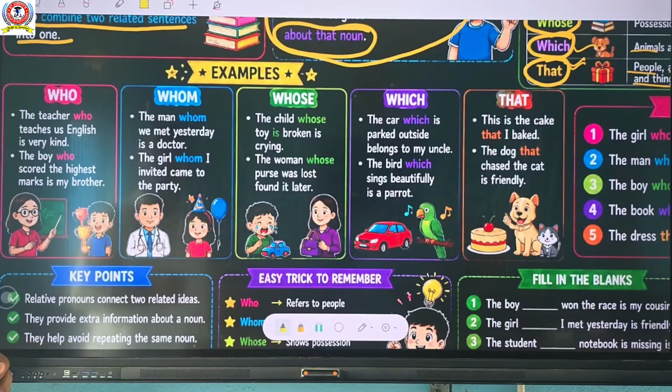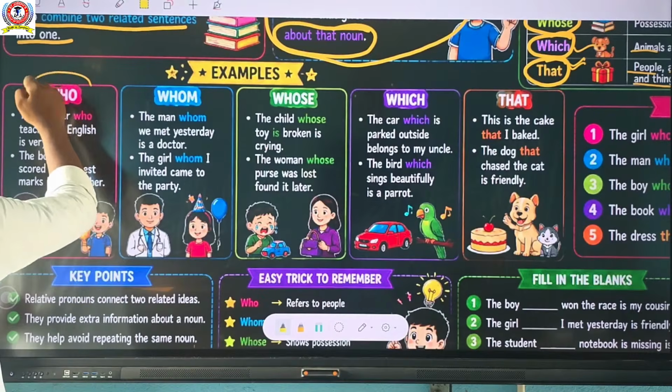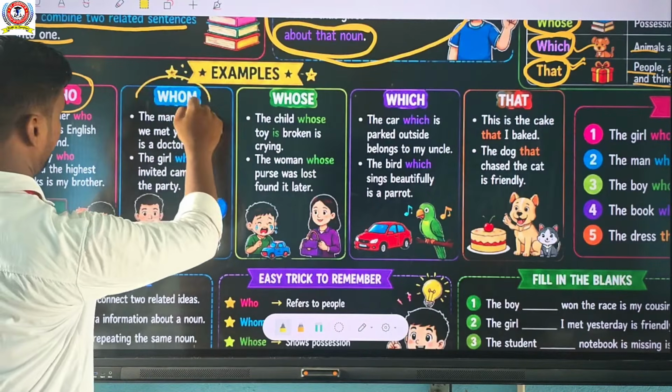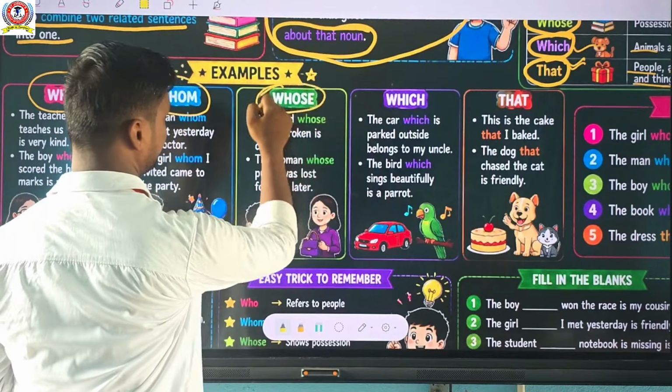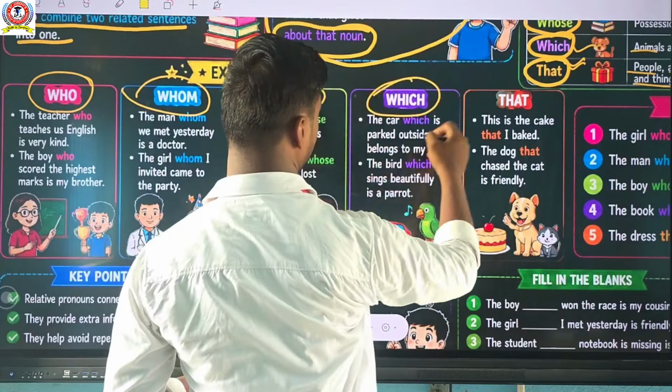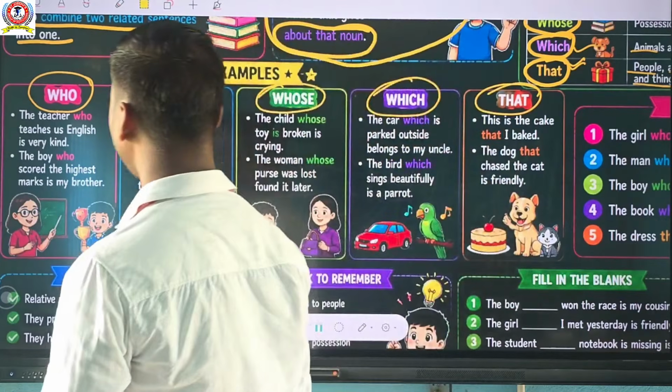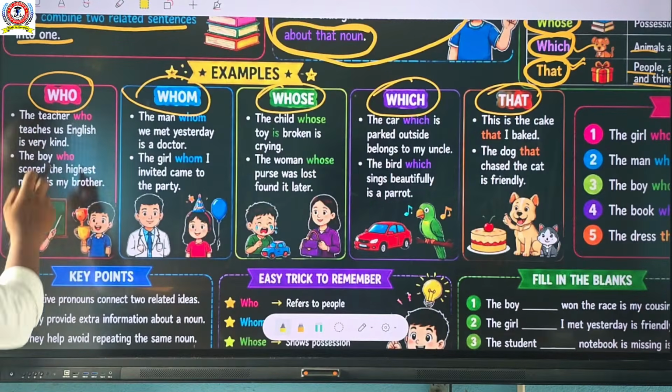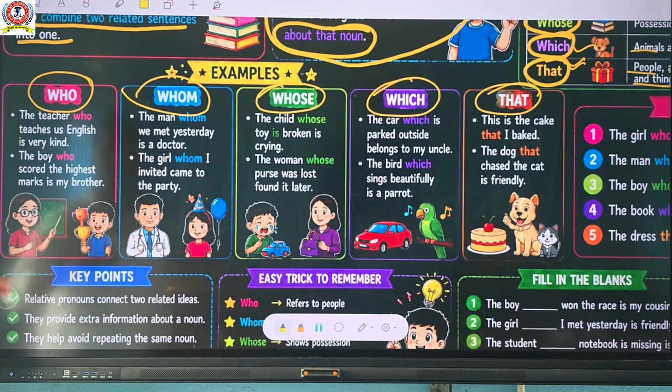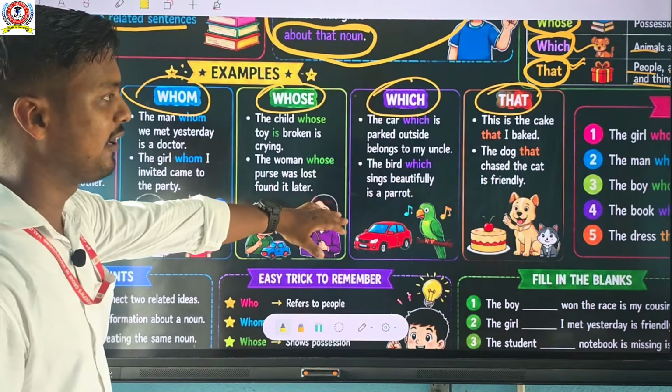So first we have to know again who, whom, whose, which, and that. The teacher who teaches us English is very kind. These are the examples, another examples.